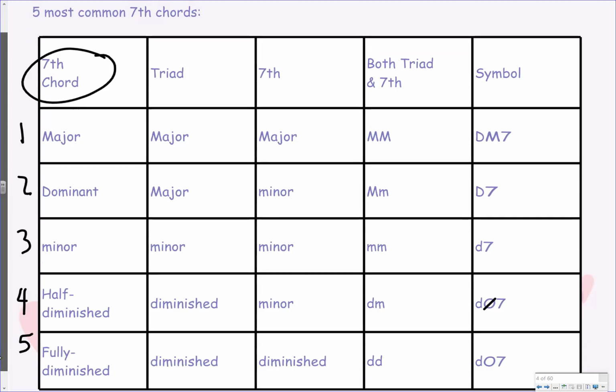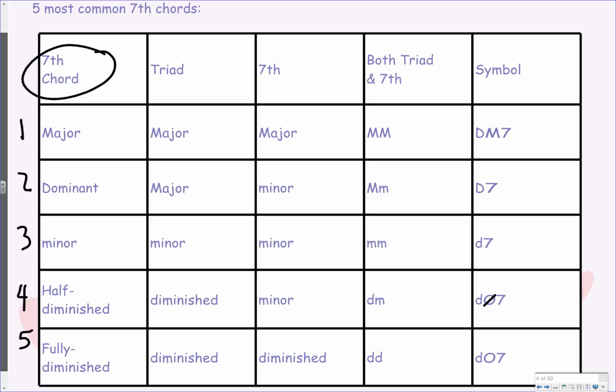Right, we're studying 5 of them. And here is the quality of the triad. Remember, when I say the word triad, I'm talking about root, third, fifth, right? Here is the quality of the seventh. That means from root to seventh. So 1 all the way to seventh, that's the interval.